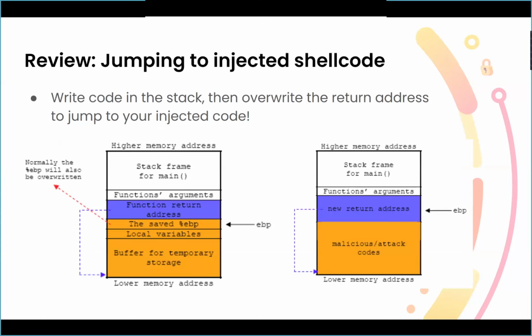And so this is a diagram of how to jump to your injected shellcode, right? You have your buffer here and the return address is up there. So you make the first part of your input actual shellcode, and then you write the address of your input as the return address. This involves being able to know in advance the address that your input will be read into, which, if it's not randomized, you can just go into GDB, look at the address, and then insert that in there.